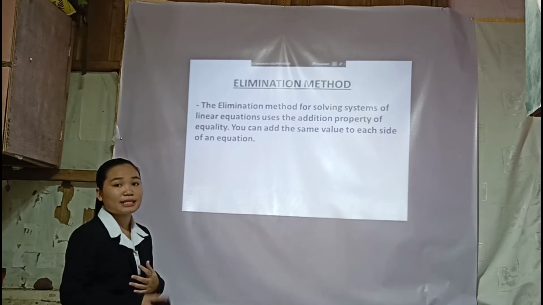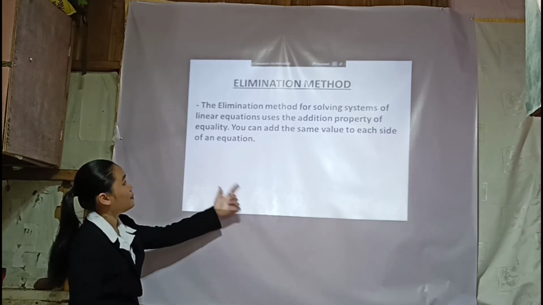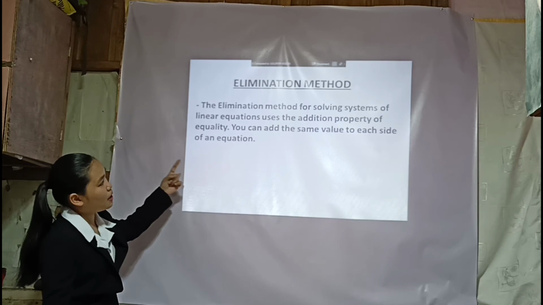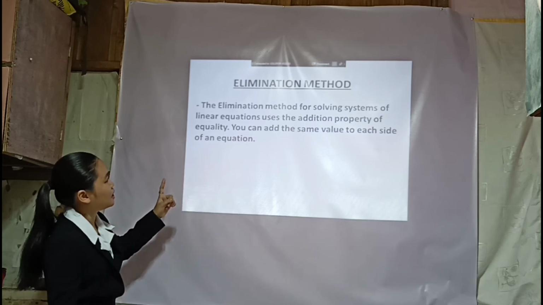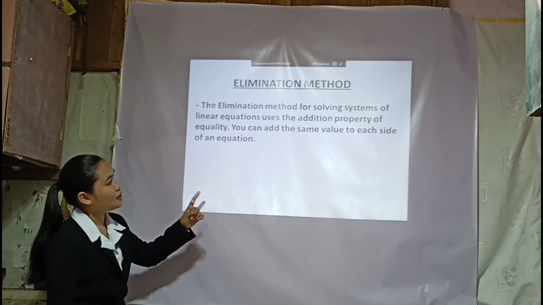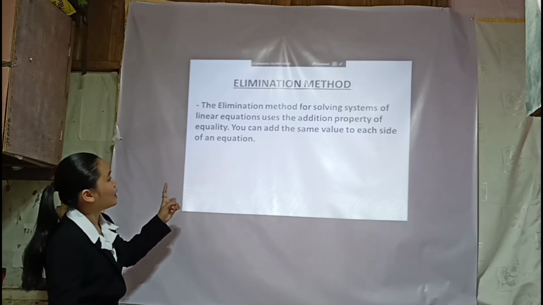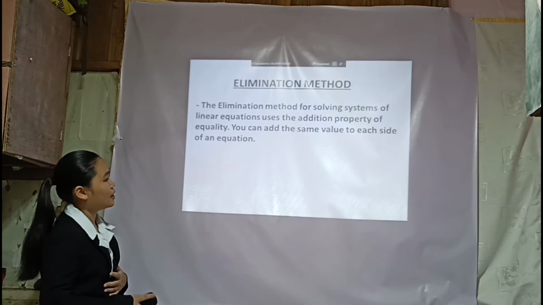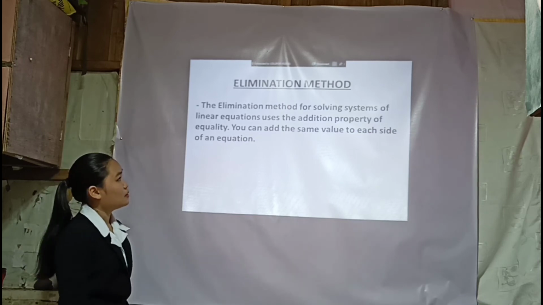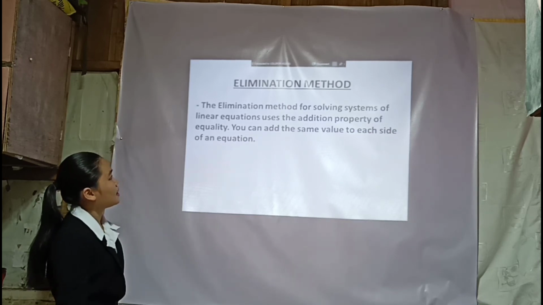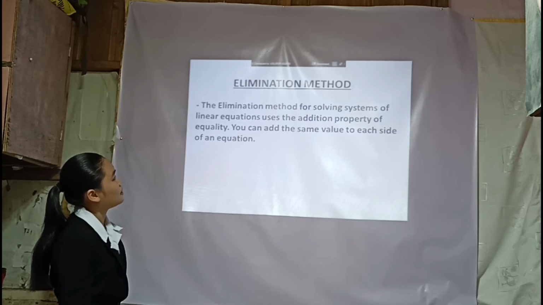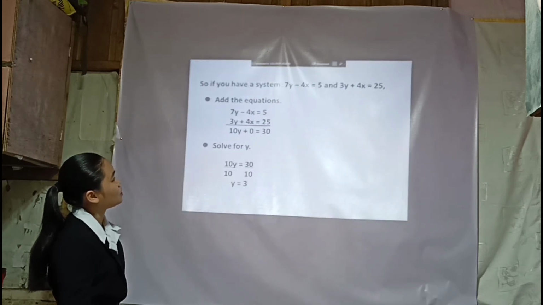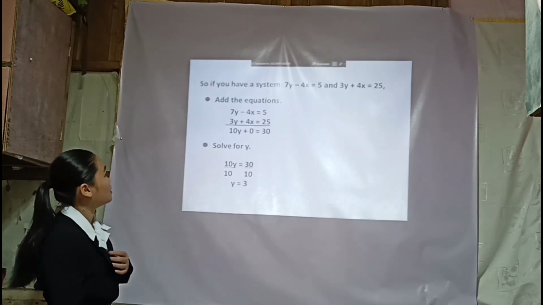So let's have the second method, which is the elimination. The elimination method for solving systems of linear equations uses the addition property of equality. You can add the same value to each side of an equation. So, here are the steps on how to solve a system of linear equations using elimination.